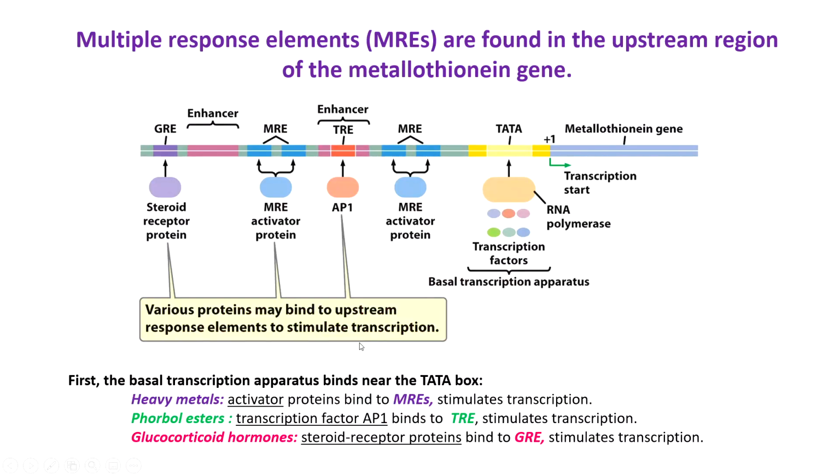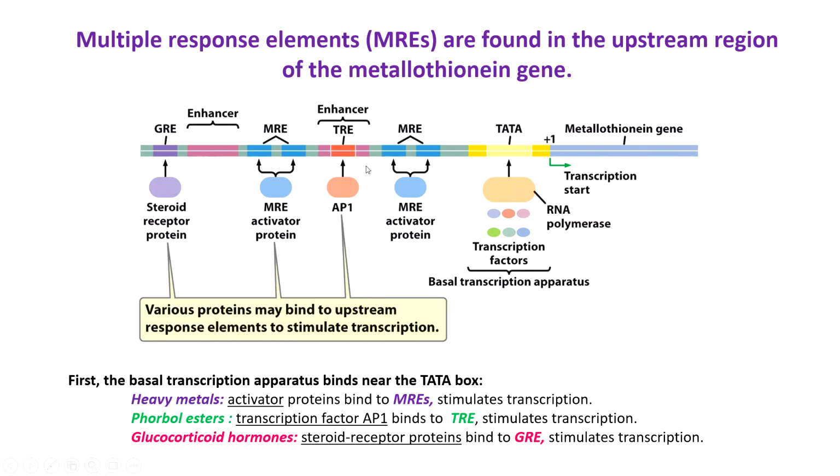So let's take a look at what this looks like. Here is a metallothionein gene. Metallothionein helps to detoxify the bloodstream from heavy metal poisoning. Upstream we have the core promoter region, which has the TATA box. That's common to all genes. And then in the regulatory region of this metallothionein gene, we have a couple of enhancers. One is the TRE enhancer, where one type of transcription factor binds to TRE and stimulates transcription of this gene.